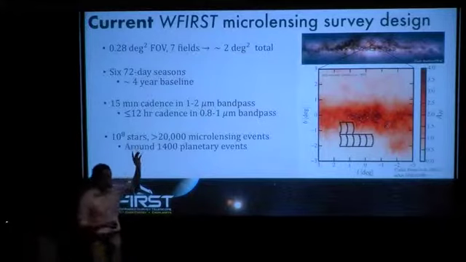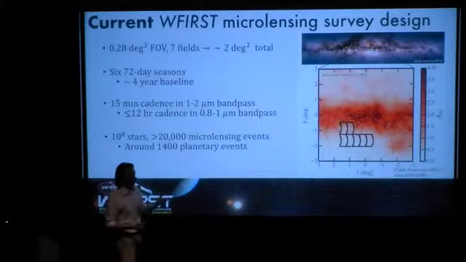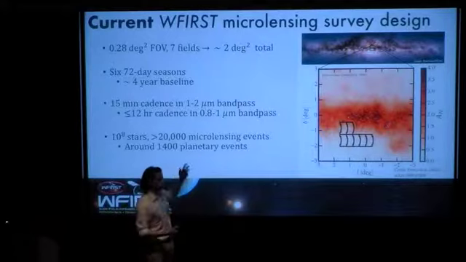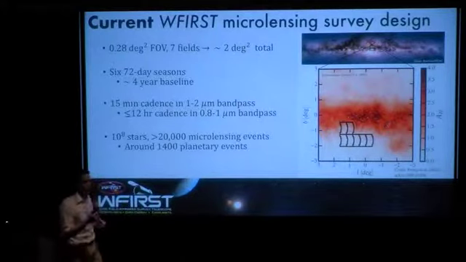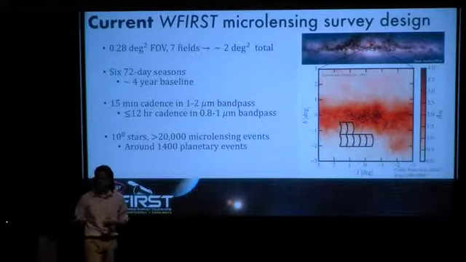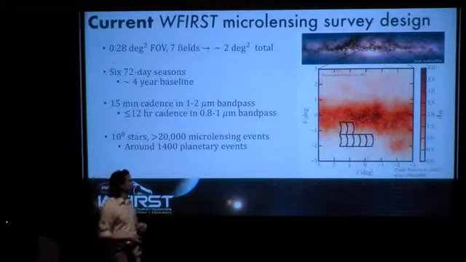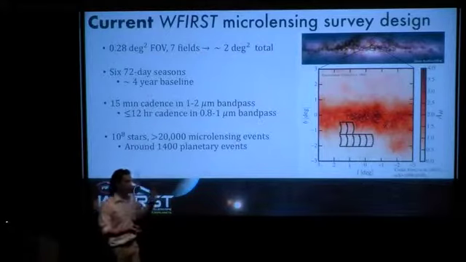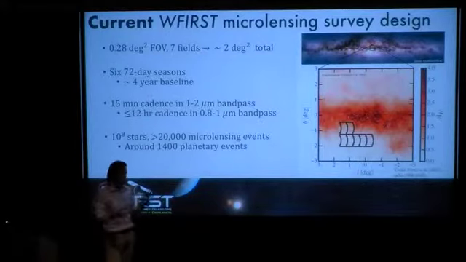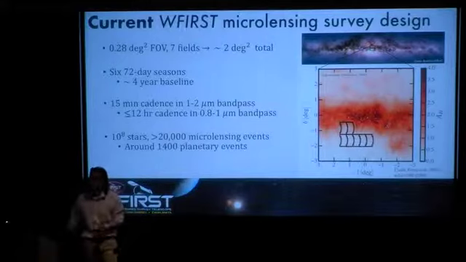One of the most important parts is the cadence, which we talked about earlier, but it's 15 minutes in a 1 to 2 micron bandpass. This very high cadence will allow us to characterize short timescale perturbations as well as short timescale events. There also will be some potential for measuring colors in a lower cadence Z band, but that's still being figured out. In total, there will be greater than 20,000 microlensing events detected by WFIRST, yielding about 1,400 planets.